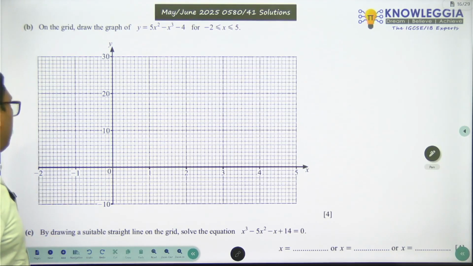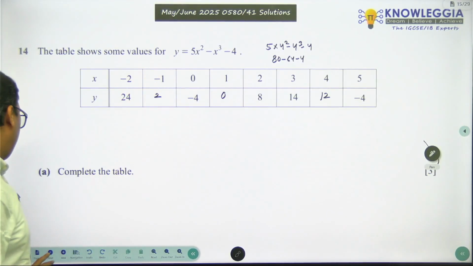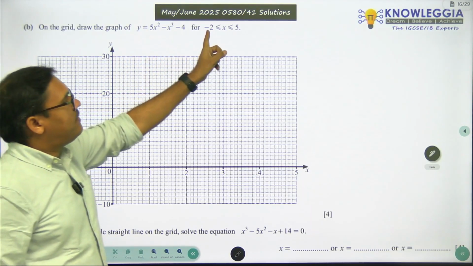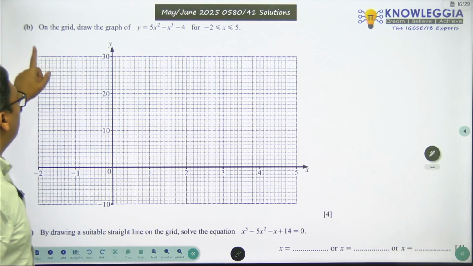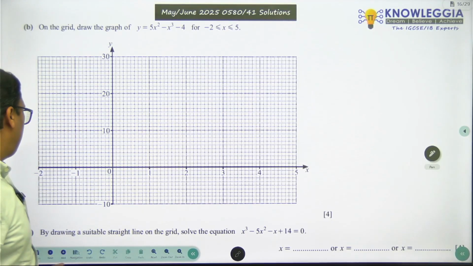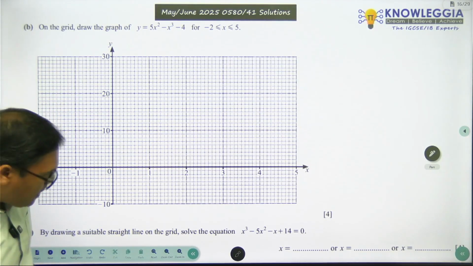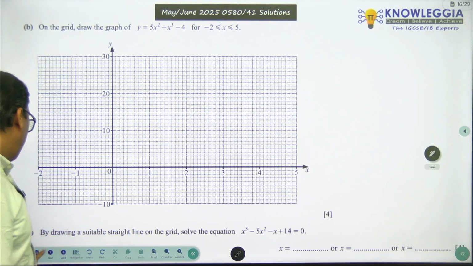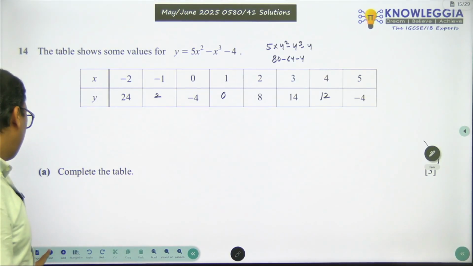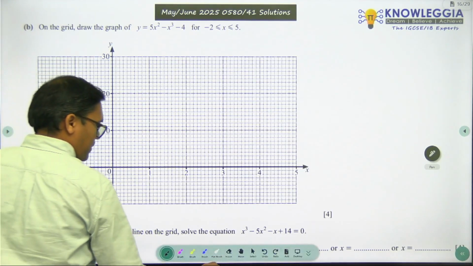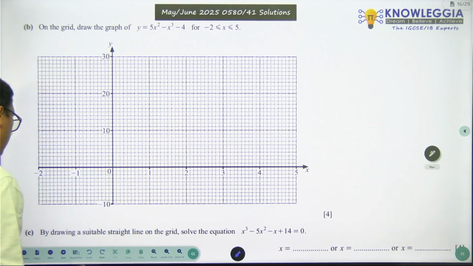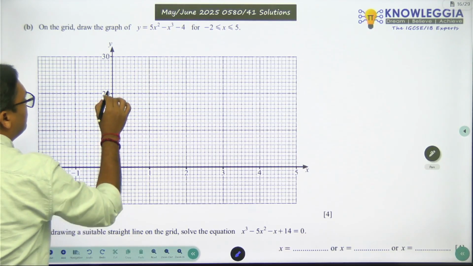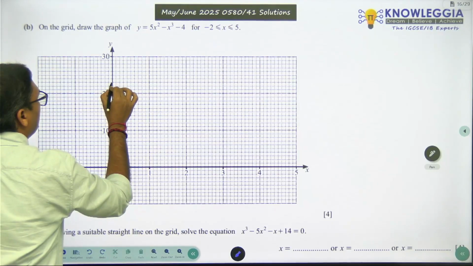So basically we have this graph, and between minus 2 and 5, you have to plot it. You have to draw this graph. So now let's plot these points. At minus 2, this is 24. So this is 21, 22, 23, 24.